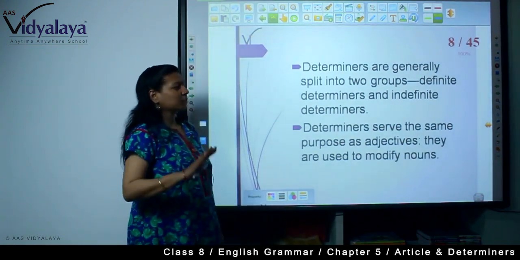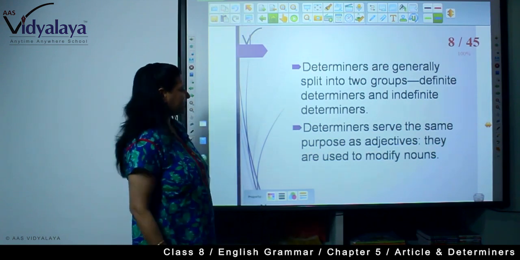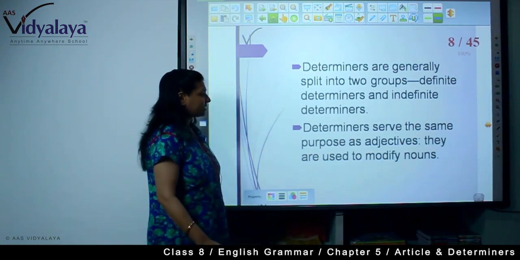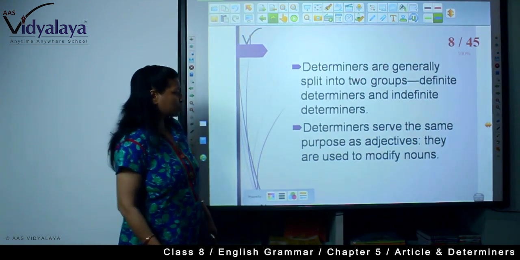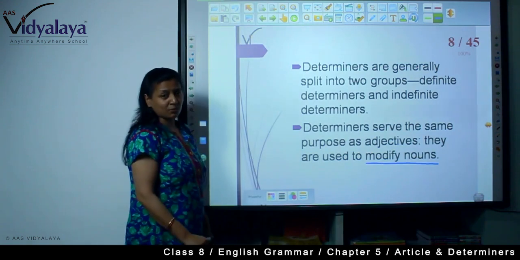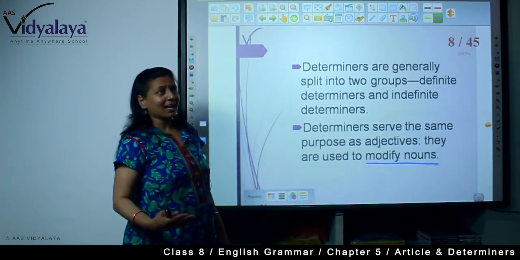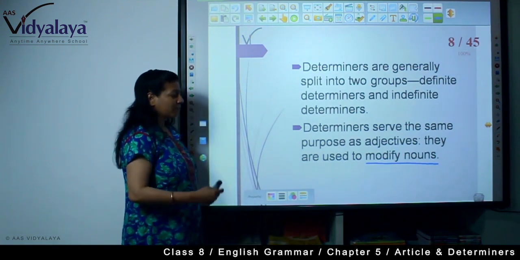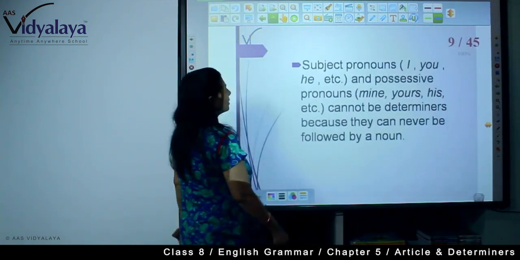Determiners are generally split into two groups, definite determiners and indefinite determiners. Determiners serve the same purpose as the adjective. They are used to modify nouns. Adjectives modify nouns: dark boy, black girl, black cat. In the same way, determiners also modify nouns.